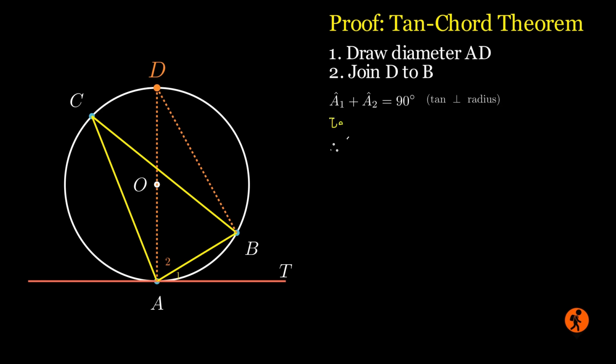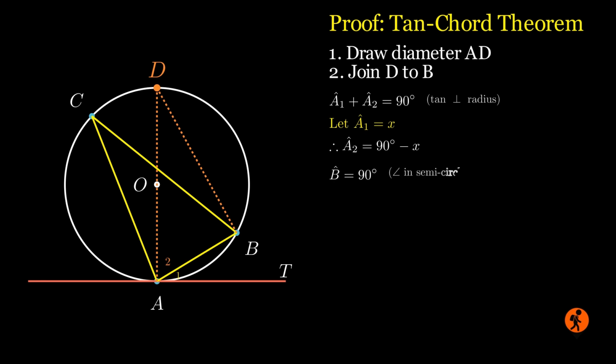Our first geometric reason is that a tangent is perfectly perpendicular to a radius or diameter. Therefore, the tangent angle A1 plus the inner angle A2 must equal 90 degrees. To make the algebra easy, let us say that A1 is equal to x. That means A2 is equal to 90 minus x.